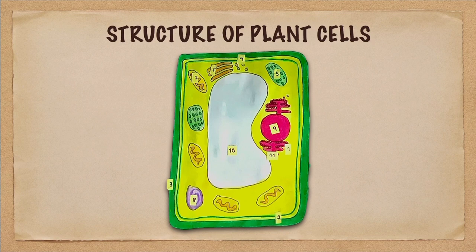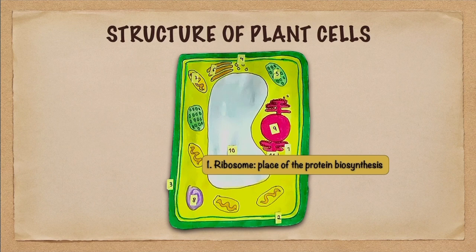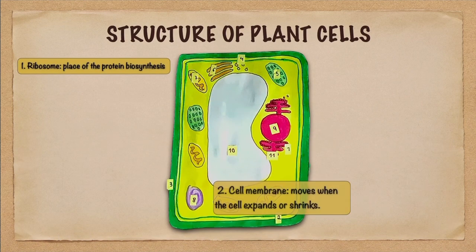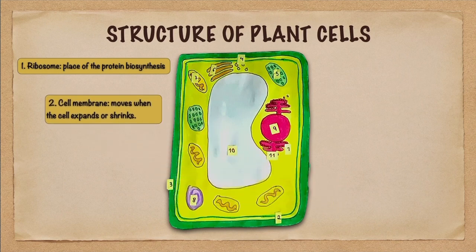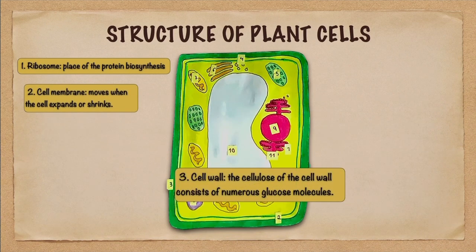Now we have the plant cell. Very similar if you ask me, but there are 2 or 3 things that the animal cell doesn't have. First, the ribosome, again, is the place of the protein biosynthesis. Now the cell membrane, it moves when the cell expands or shrinks. It is its function, elastic. Now the cell wall, and the cellulose of the cell wall consists of numerous glucose molecules. Glucose is sugar.